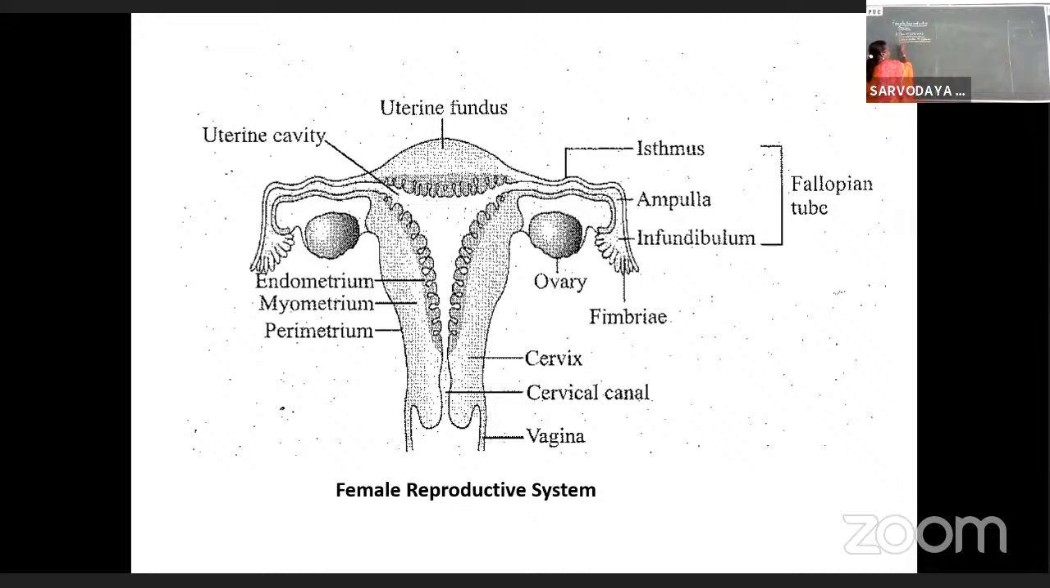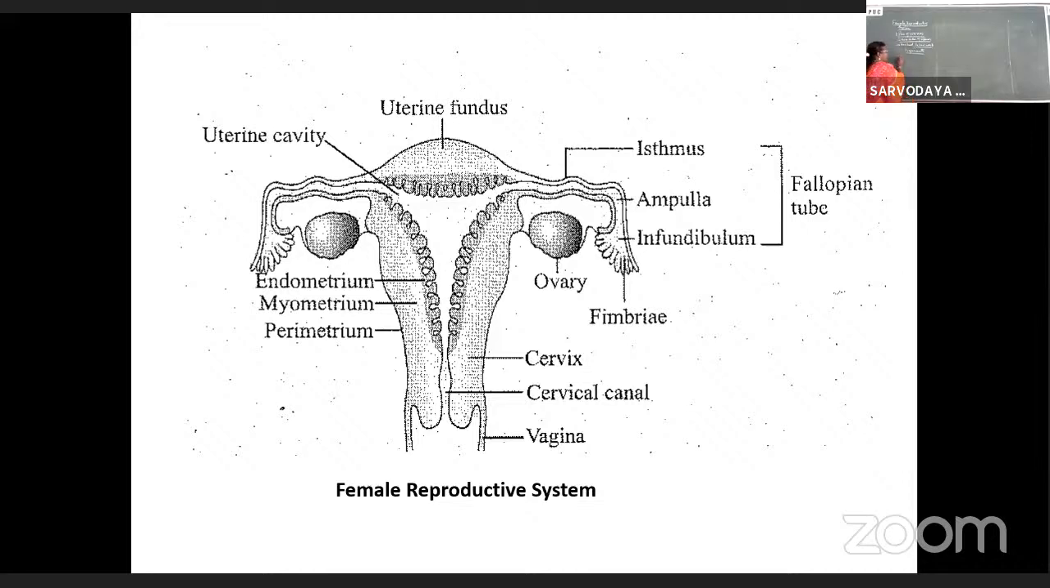Now, the ovaries are attached to the pelvic wall by ligaments. Please remember, they are not just floating in the abdominal cavity. Instead, they are held in that position. On either side of the uterus, a pair of ovaries are present, and there is a ligament which connects the ovaries to the pelvic wall so that they are held in that position.